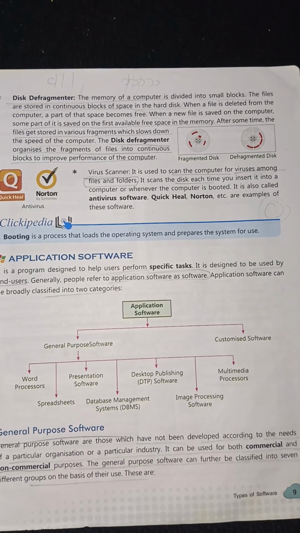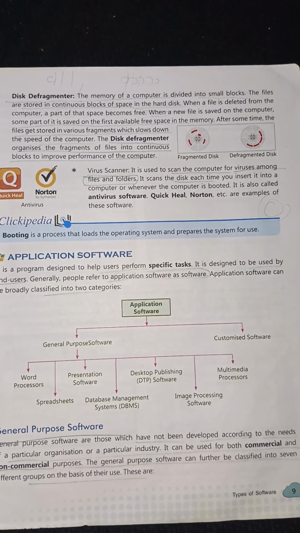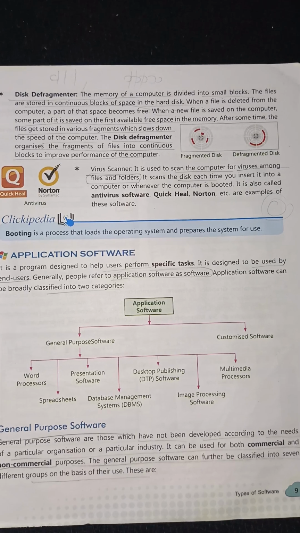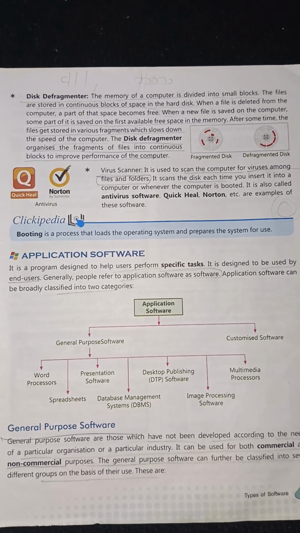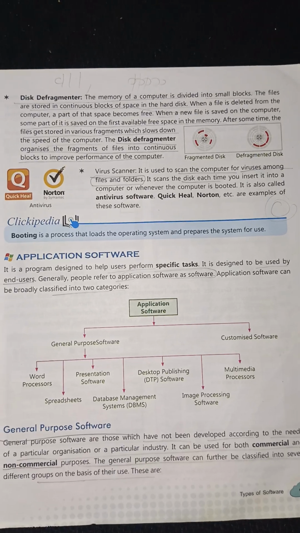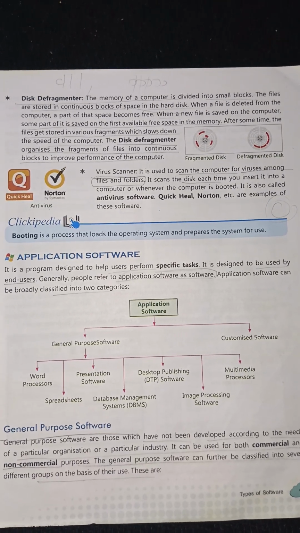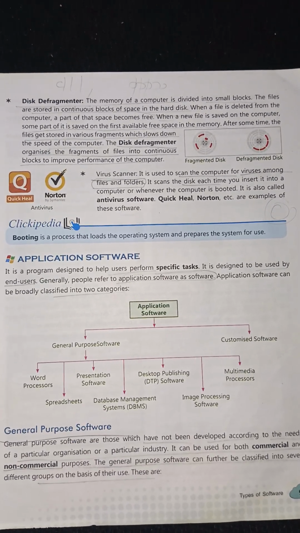Fragmented disk. This is defragmented disk. Defragmented and fragmented disk is shown in this picture. You can observe that. Quick Heal and Norton. That was nothing but virus scanners. Antivirus.